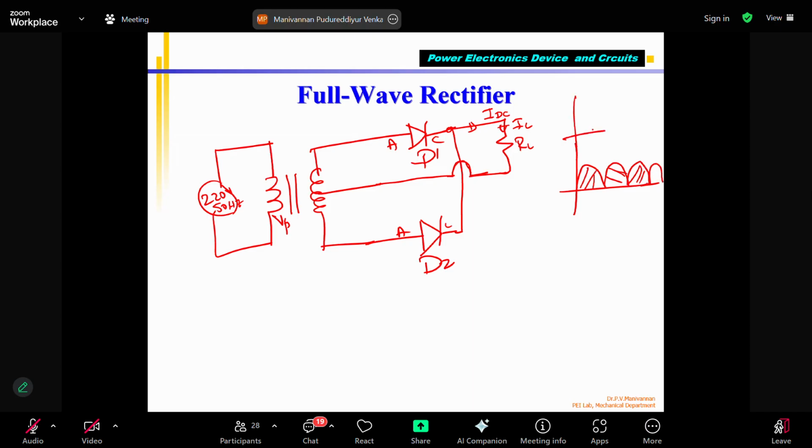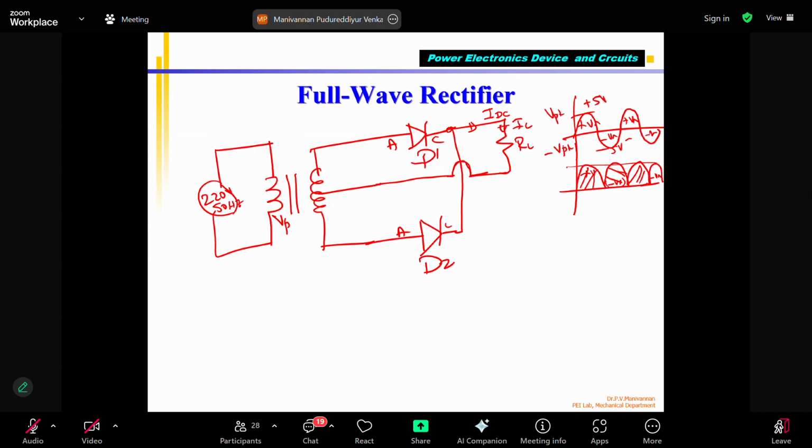What I gave as input was a sinusoidal voltage like this. Correct? This is positive, this is negative. So you can see that this is negative and this is positive, so this is pulsating DC. So this was VP, which is plus 5 volts, and minus V peak, which is minus 5 volts.